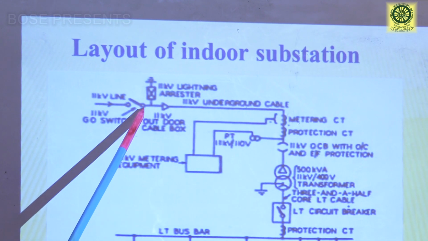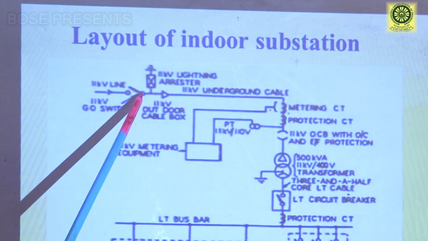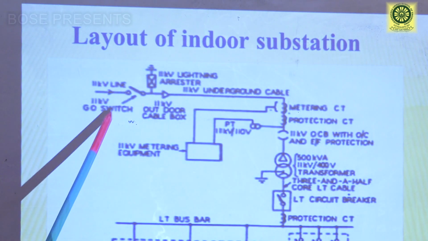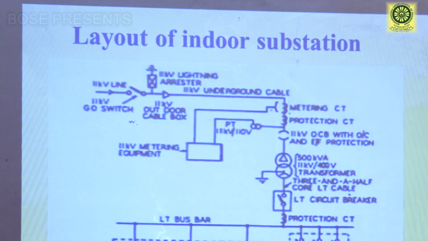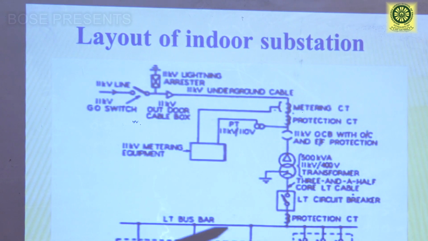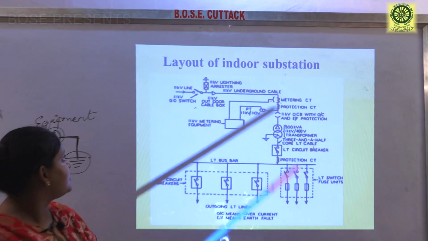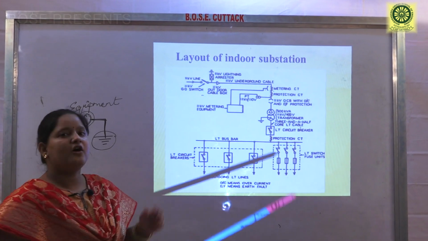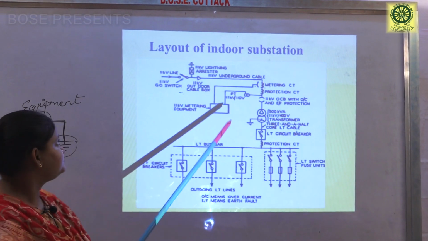This switch operates when we go for maintenance purpose. We need to switch off the switch, so the GO switch operates at that time. Its name is gang operated because it operates in a gang or in a group. When there are three phases, R, Y and B, and we switch on this GO switch, all the three phases will close at the same time.